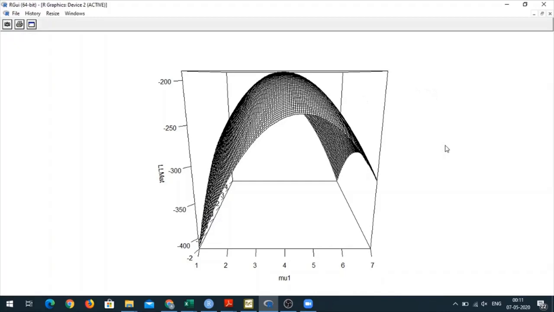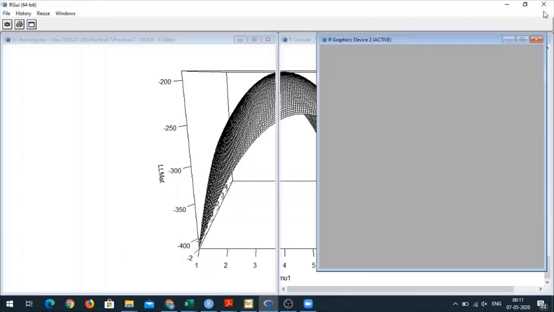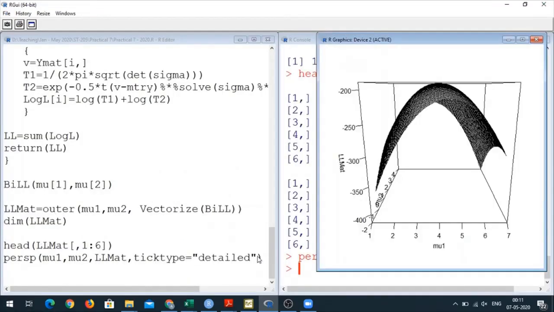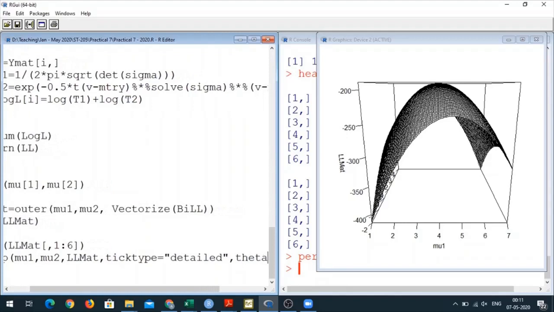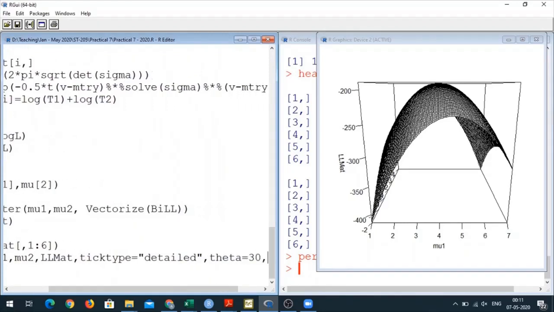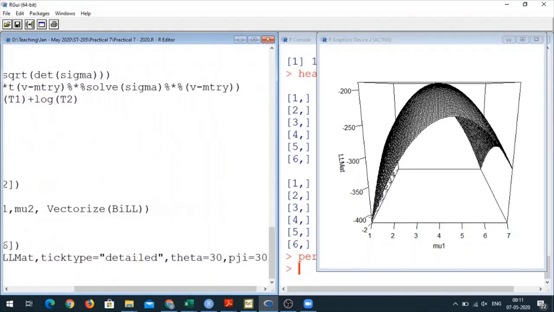okay, so this is the graph of log likelihood. Can you see now? It's the graph of log likelihood. So somewhere here we have the maxima. These are different ranges of mu1. These are mu2. Can you see here? 1, 2, 3, 4. If we rotate, we will see a better version of it. And on the z-axis, we have log likelihood. So if I take theta equal to say 30 and phi equal to 30, let us see what happens.